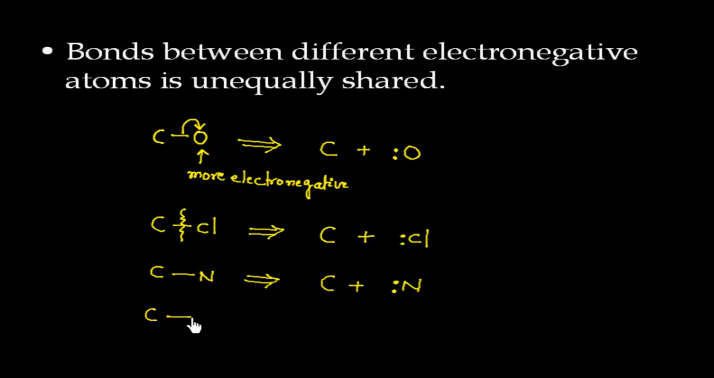I can have the same idea with carbon and hydrogen. In this case, carbon is more electronegative than hydrogen. So carbon will get two electrons and hydrogen will get none of the electrons. Similarly, you can have carbon with sulfur. Sulfur is more electronegative than carbon, so carbon will get none of the electrons and sulfur will get two electrons. So bonds between two atoms of different electronegativity will be unequally shared. The more electronegative atom will get more electrons, that is, the shared electrons will go to the more electronegative atom.